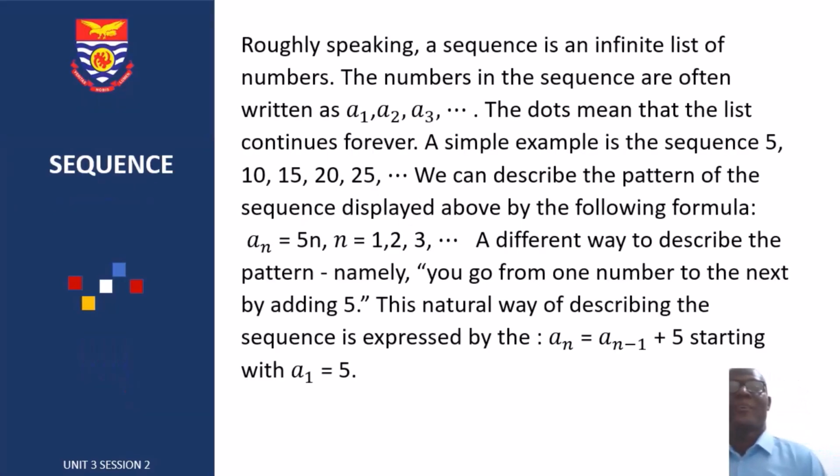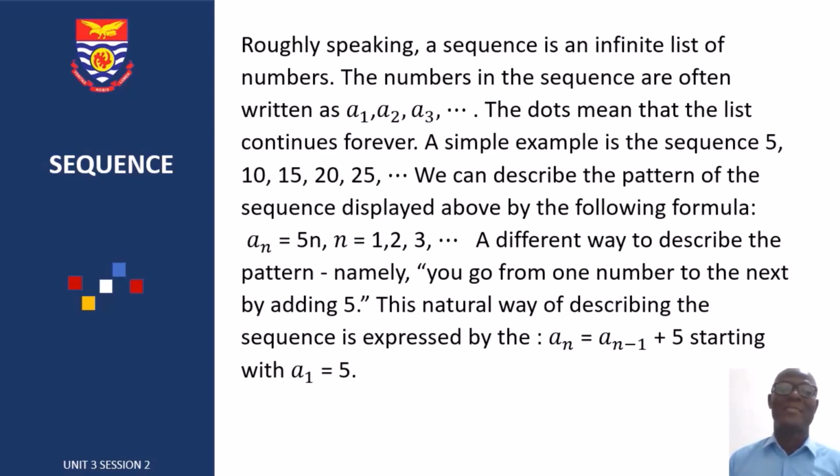Sequence. A sequence is a set of numbers that are arranged either to follow an order or not to follow an order, and these numbers continue indefinitely. The numbers in a sequence are often written as a subscript 1, a subscript 2, a subscript 3, a subscript 4, up to infinity. A simple example of this is 5, 10, 15, 20, 25, up to infinity.